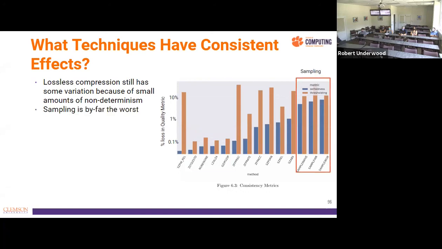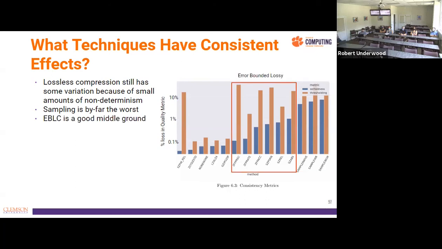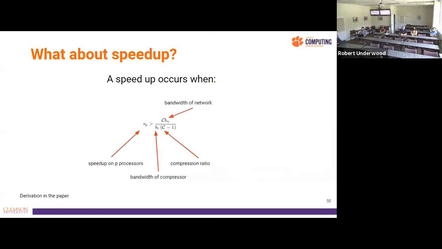On the far right-hand side, with the worst loss in the quality metrics, we see sampling-based approaches, which are widely used in machine learning and artificial intelligence. In the middle, we see error-bounded lossy compression, representing that it's a good middle ground between the conservatism of lossless compression and the erraticism of sampling-based methods for these problems.